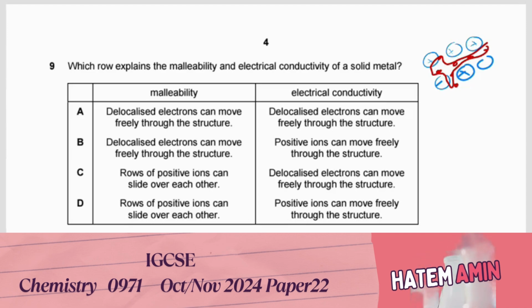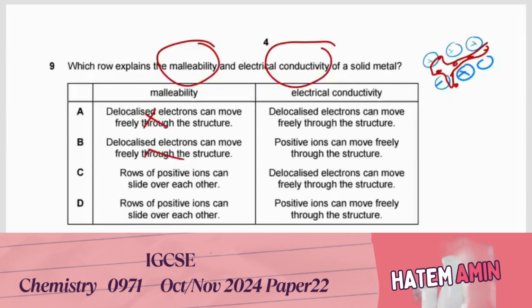So what's the main reason for malleability and for the conductivity? The first one, we should exclude two options which are wrong. Malleability, delocalized electrons can move freely through the structure. Of course, malleability doesn't have any relation to the delocalized electrons and their movement. So here we should exclude the first one and second one.